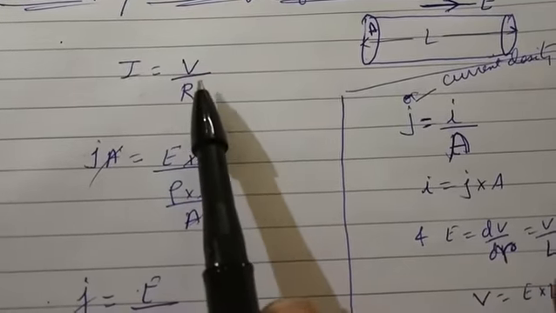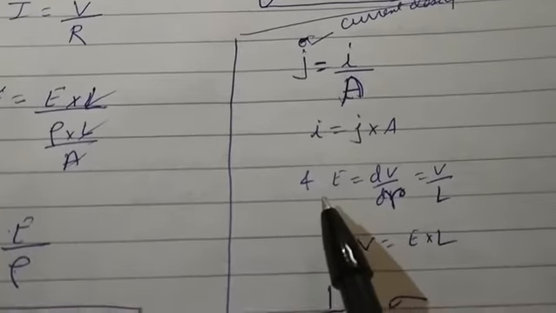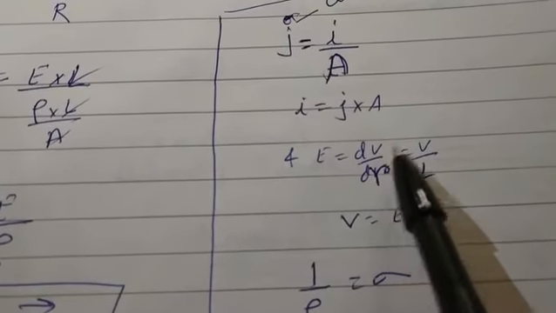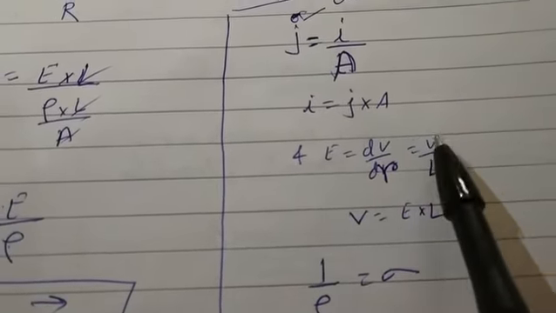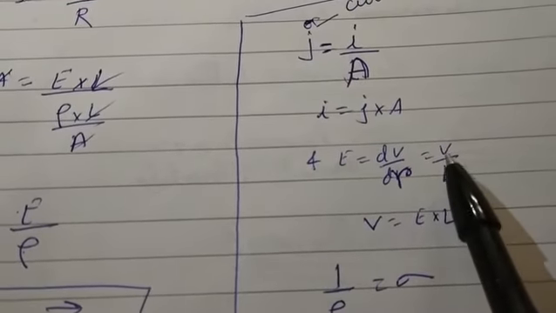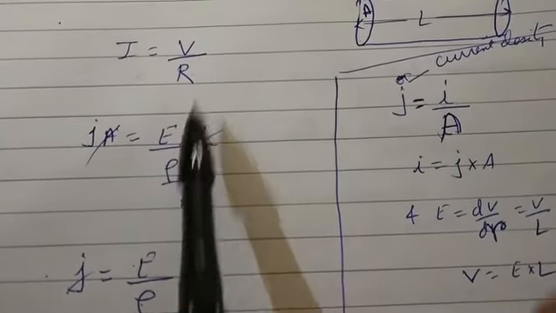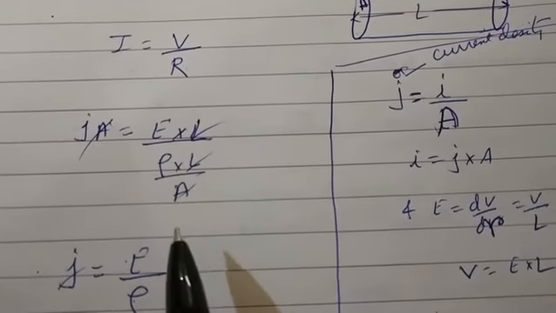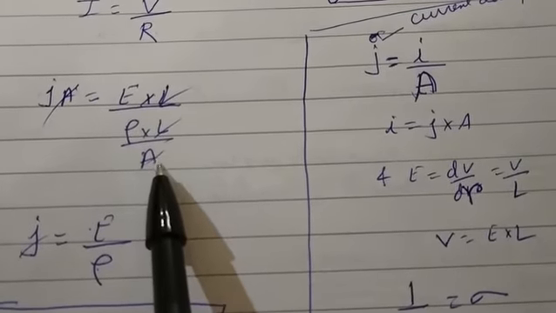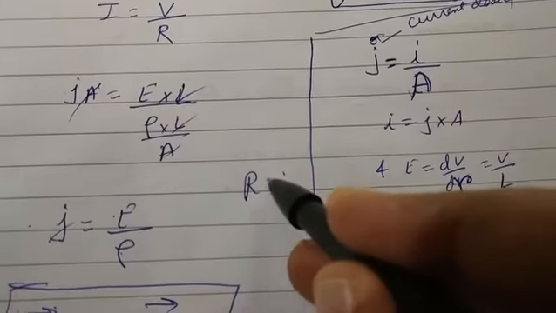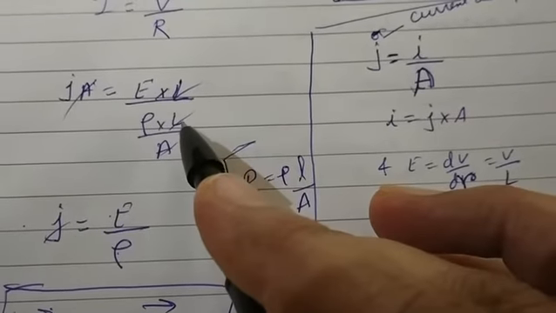Now we want the electric field, because J is equal to sigma E. We know that E is equal to dV upon dr. Let the potential difference be V and length of the conductor L. So E is equal to V upon L, and instead of V we can write E into L. And R is equal to rho L by A, as we already discussed. So we write instead of R, rho L by A.